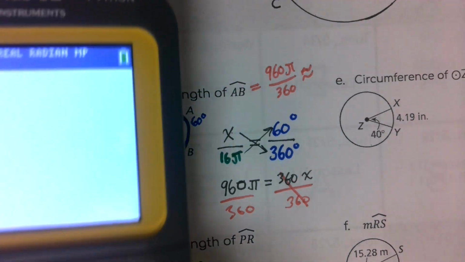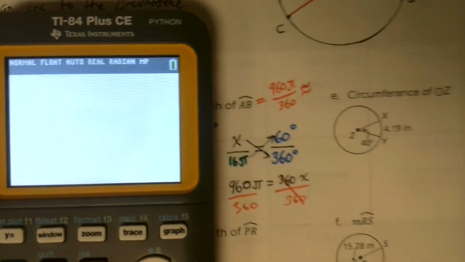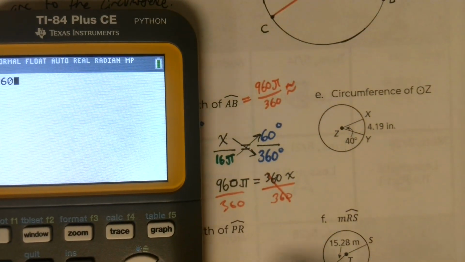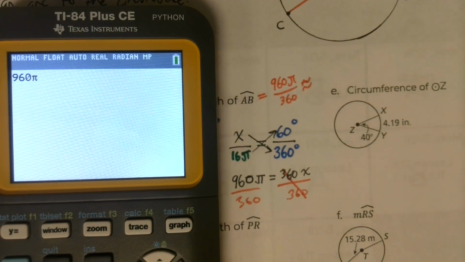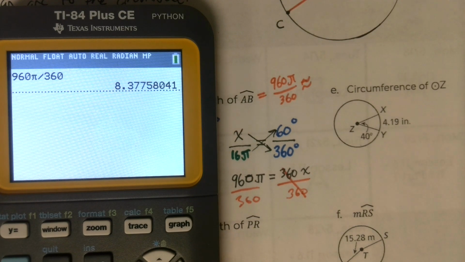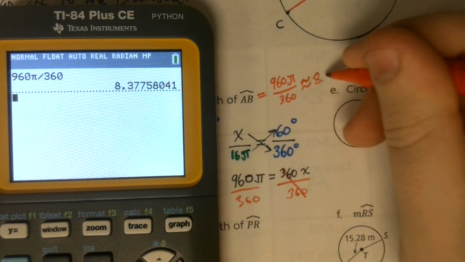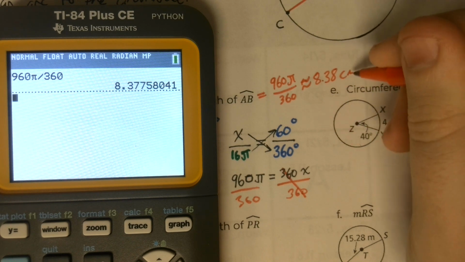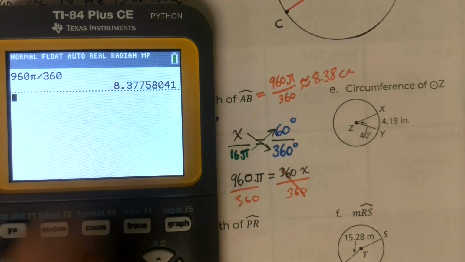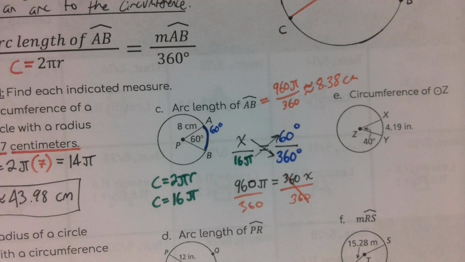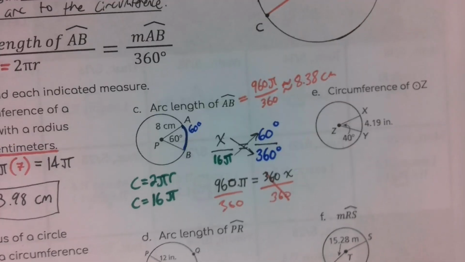Of course, we want to actually know what this crazy fraction equals, or about what it equals. So 960 pi divided by 360 gives us 8.38. 8.38 centimeters is going to be the arc length of A to B. Very nice. Let's take a look at E.